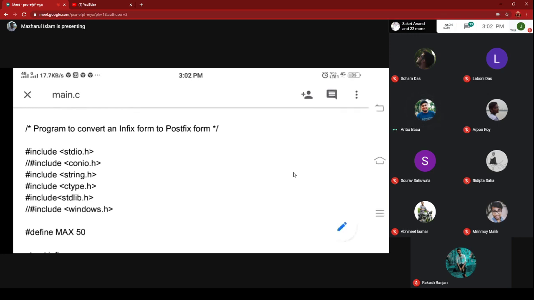Okay, sir. Today I am ending here, and this code for infix to prefix expression is taken from Tasband Kanitka.